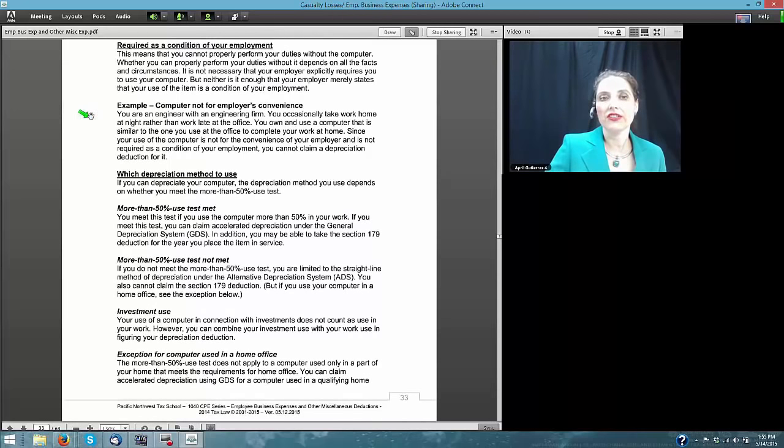You are an engineer in an engineering firm and you occasionally work from home at night rather than late at the office. You own and use a computer that is similar to the one you use at the office to complete your work at home. Since the use of the computer is not for the convenience of your employer and it is not required as a condition of your employment, you cannot claim a depreciation deduction for it.